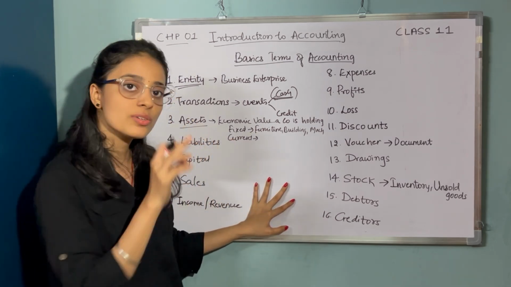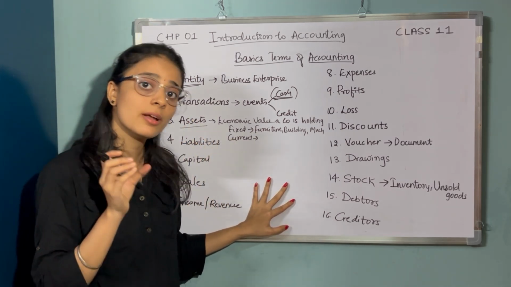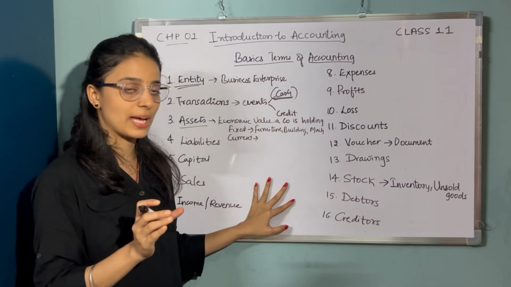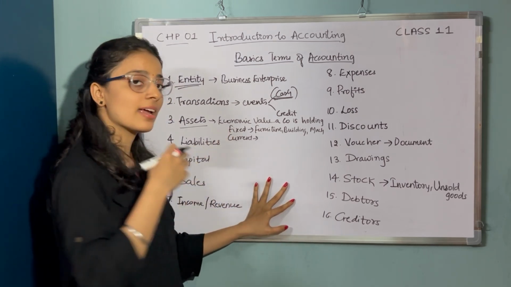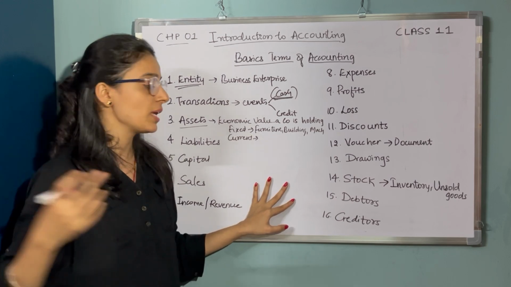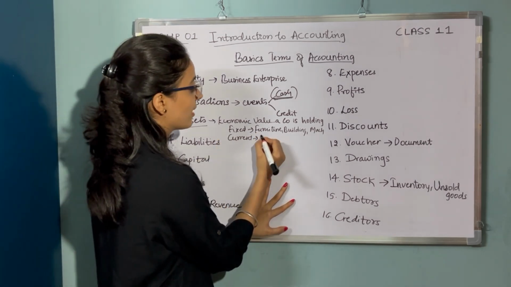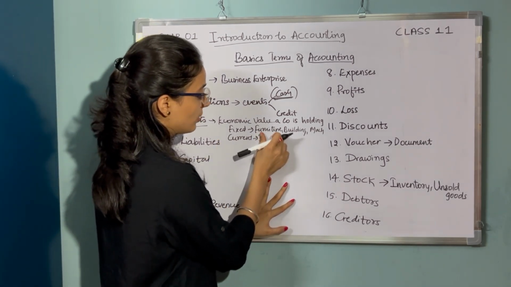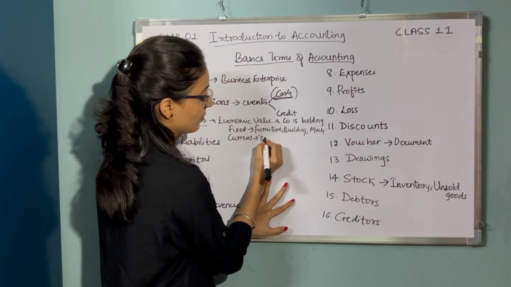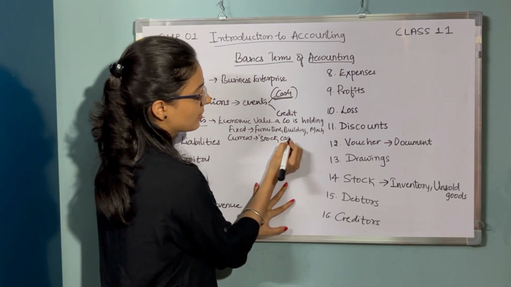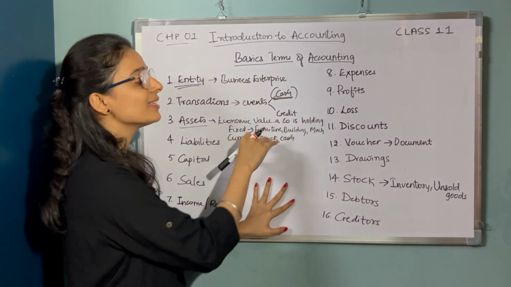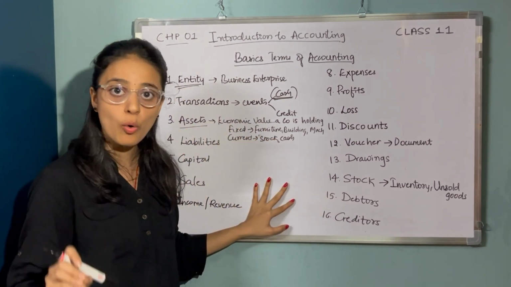Current assets are those assets which are held for less than one year, and fixed assets are held for more than 1 year. Our current assets can be stock or inventories, cash. Assets are something that the company holds or the company owns.